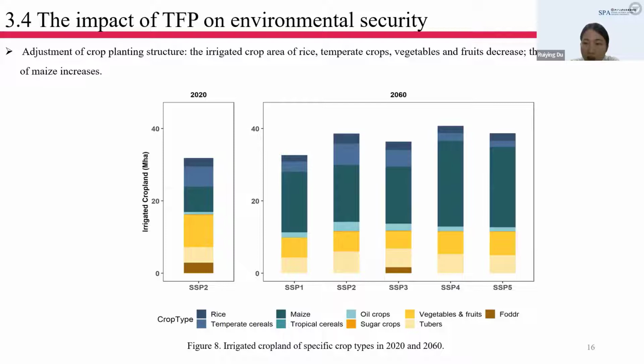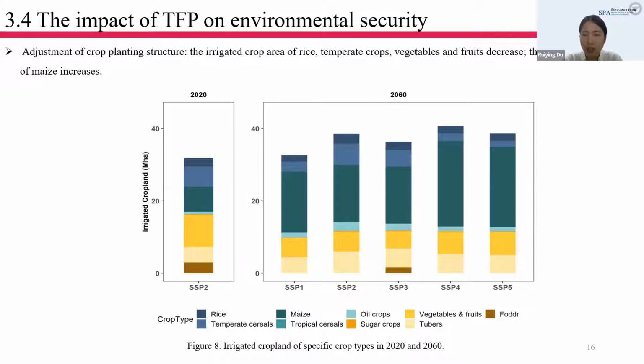In scenarios of SSP1, SSP4, and SSP5 with higher productivity growth, the reduction in the irrigated areas of rice, temperate crops, vegetables, and fruits would be higher compared to that in SSP2 and SSP3. Likewise, the reduction in water consumption in SSP1, SSP4, and SSP5 would be stronger compared to that in SSP2 and SSP3.